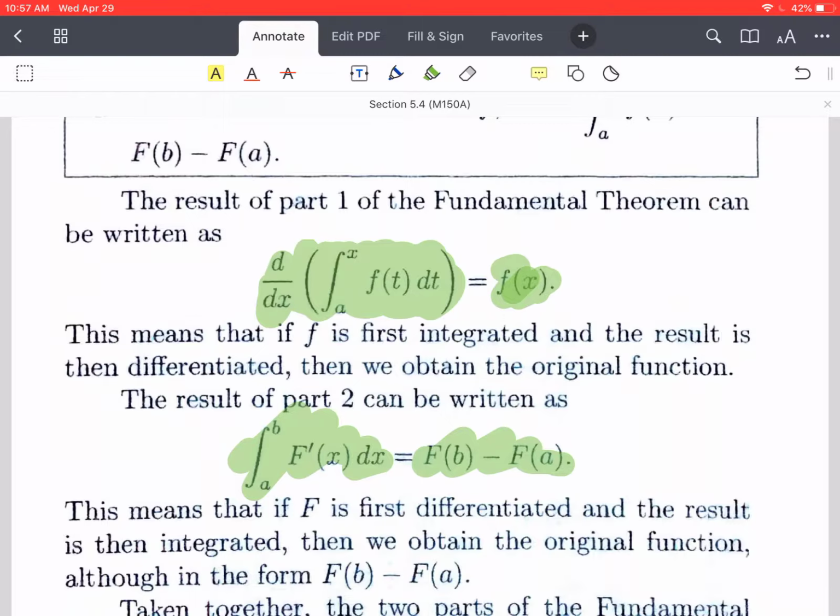Okay. All right, so that's the end of section 5.4. We only have one section left.